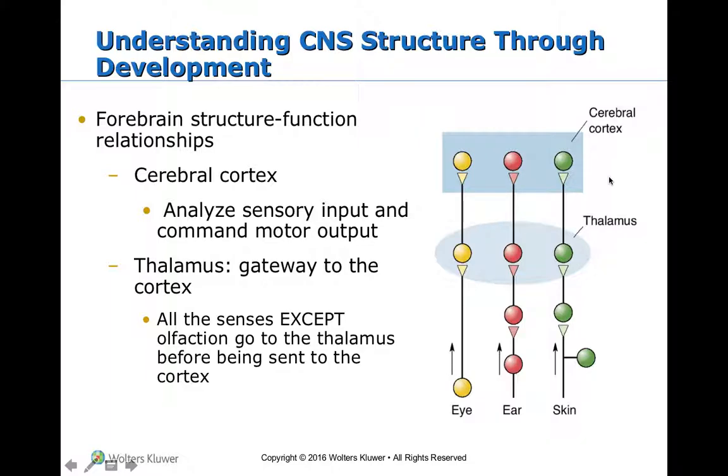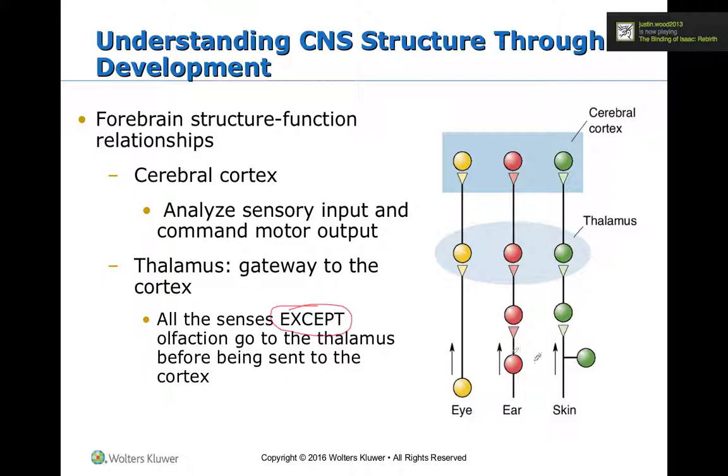So the cerebral cortex helps to analyze sensory input and command motor output. And the thalamus is a gateway to the cortex. Again, all the senses except for olfaction go to the thalamus before being sent to the cortex. So this is a general shaping of our sensory systems, and we'll talk about this more when we go into the next chapter, which is chapter 8, where we'll start talking about olfaction and gustation. But in general, this whole principle of our sensory systems exists.